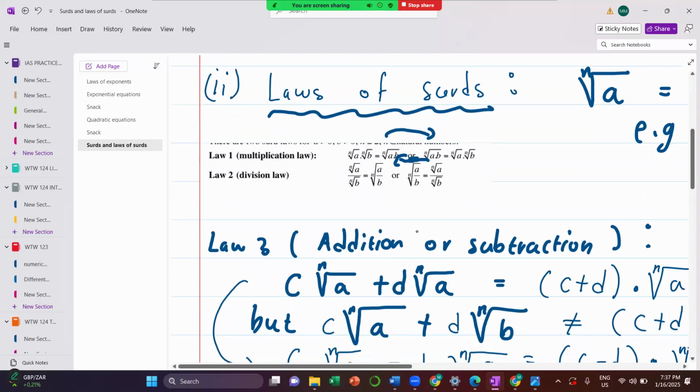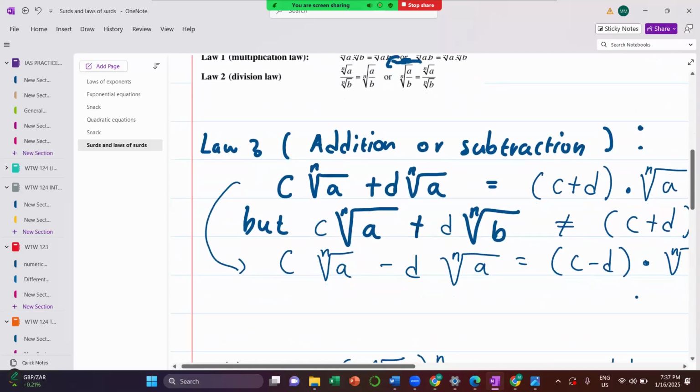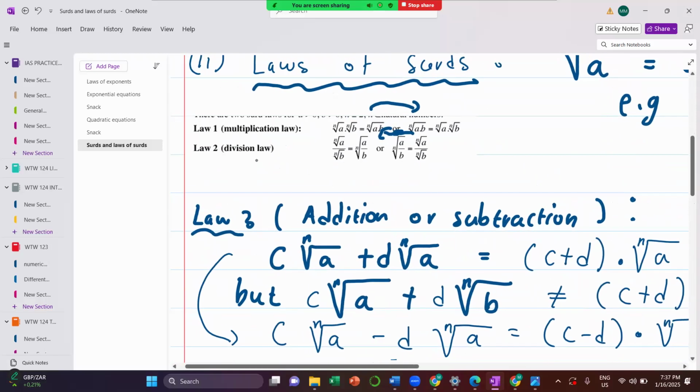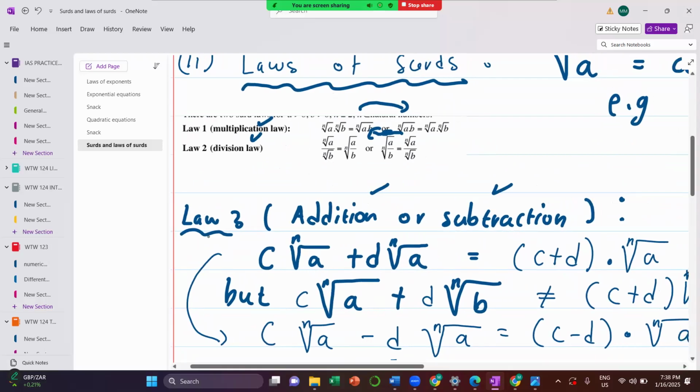So now I actually added my own law. Law number 3 deals with addition or subtraction of surds, because here we dealt with multiplication and division, and I thought we should also deal with addition and subtraction. So check now, you'll have a number outside the nth root of a certain number plus another number in front, multiplied by the nth root of the same number. So what can I do in this case? I can add the numbers in front and then keep the nth root of that number.